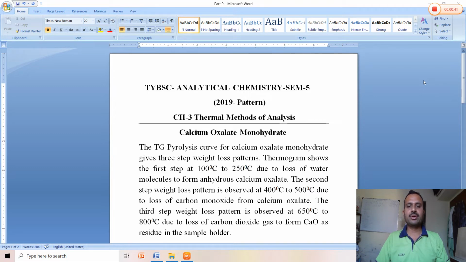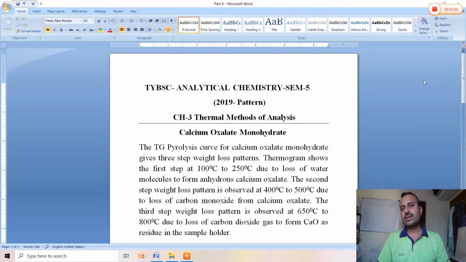Now here calcium oxalate monohydrate gives three slopes in this manner in the thermogram or TG pyrolysis curve. The thermogram of calcium oxalate monohydrate shows the first step at 100 degrees centigrade to 250 degrees centigrade due to loss of water molecules to form anhydrous calcium oxalate.